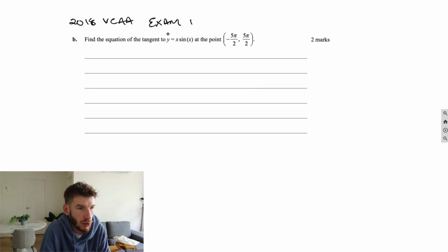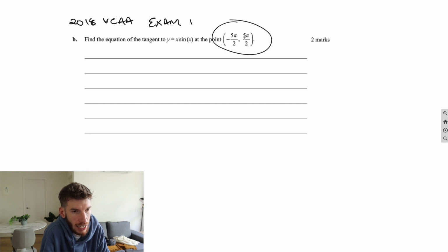So we don't need all of the preamble from before, but find the equation of the tangent to y equals x sine x at this point. So already they've actually done a bit of the work for us. They've given us a, and they've given us f of a. So we don't have to go plugging in to get the coordinate, we already know it. We still, though, need to get the gradient.